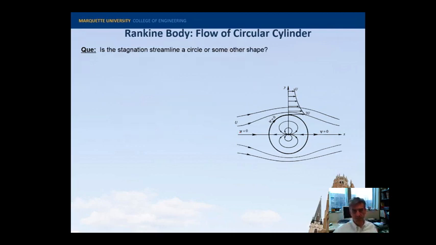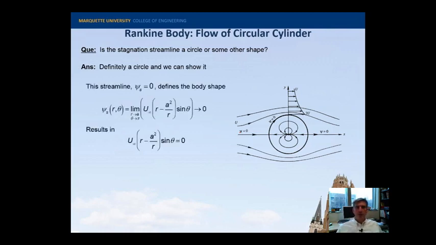Okay. Is the stagnation streamline a circle or some other shape? Well, it looks to be a circle, right? But let's prove it definitively that it is a circle. And how might we do that? So the stagnation streamline is 0, and so I know what the function for all of the streamlines is. If I select just the stagnation streamline, I get this expression right here: U times r minus a squared over r is equal to sine theta.